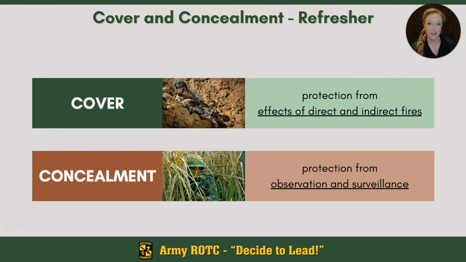Now, as a quick refresher from part 1, let's talk cover and concealment. If you've already watched that one, you know that cover is something that we use to keep us away from bullets, direct and indirect fires, whereas concealment keeps us from being seen. So obviously what we're looking for in engagement situations is cover, right? We want to be protected from bullets, fragments, shrapnel, things like that. Whereas concealment is something that we want to use just to keep the enemy from being able to actually see us.